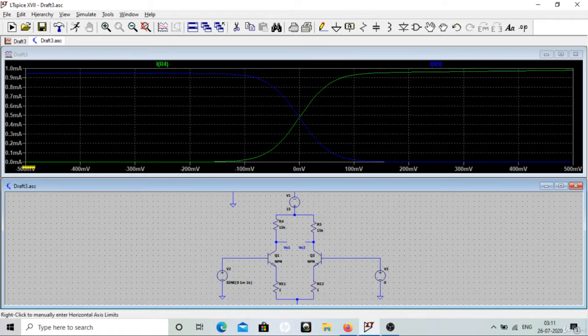You can see that as you increase the value of V2 from minus 0.5 to plus 0.5, the current through R5 is decreasing and R4 is increasing. If you have V2 more than V3, then current will be flowing from this path. If you have V3 greater than V2, then more current will flow through this path. That is the crux of this DC analysis: the higher the voltage, the more current will flow through that side.